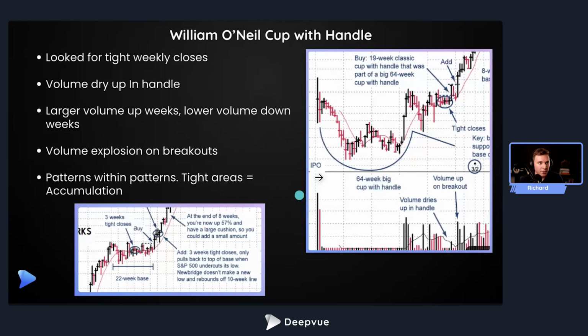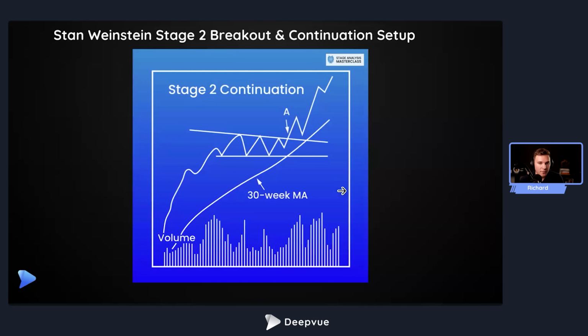So the William O'Neill cup and handle, great example of VCP, and there it is right from the master. This is what he was looking for. Another example of a top trader, market wizard who uses the same concepts is Stan Weinstein with the stage 2 continuation pattern. This is basically a VCP. This should look really familiar.